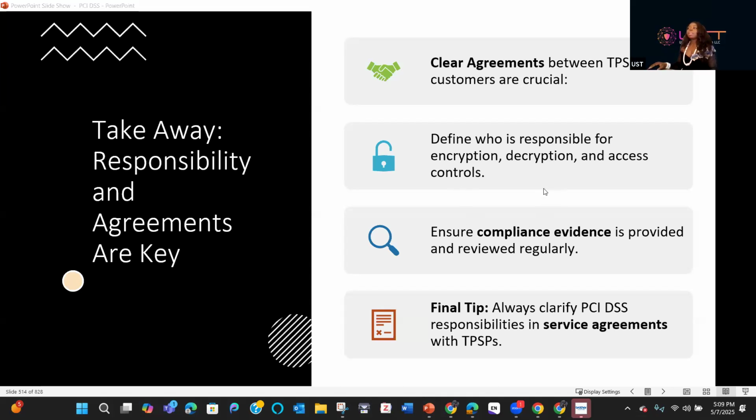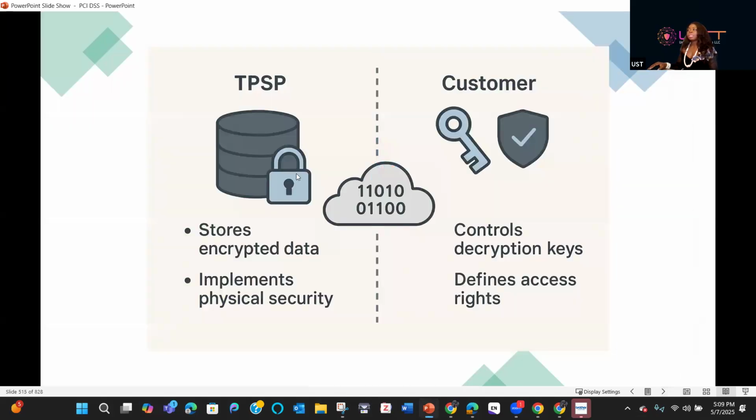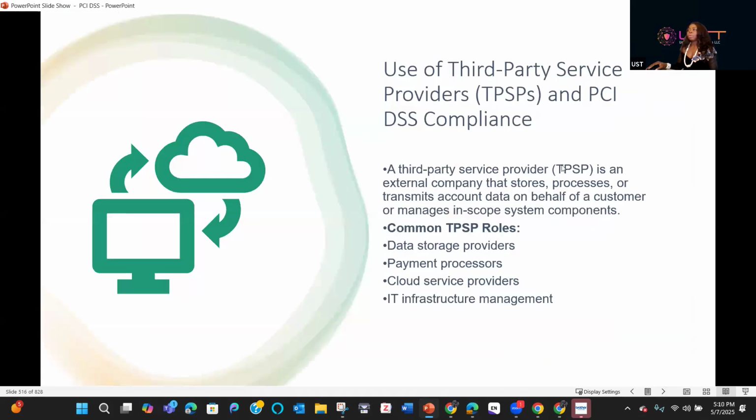They also need to ensure compliance evidence is provided and reviewed regularly, right? So it's not something where we assume that today we're able to do them and everything looks good, and then we wait another 5 or 10 years to check. We want to review constantly to make sure those controls are effective and operational. Always clarify PCI DSS responsibility and service requirements with your third-party vendors. Very, very important. And this literally explains everything that we've discussed so far.